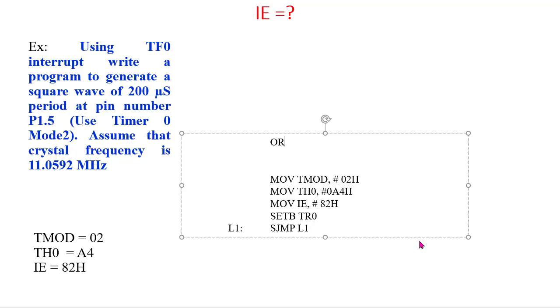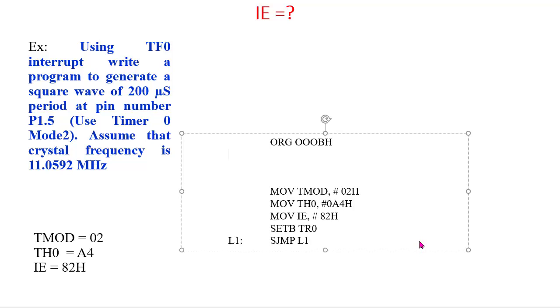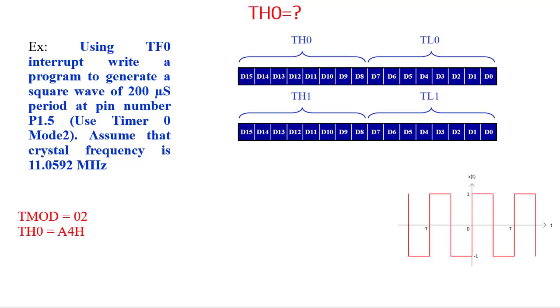So I will write ORG 000BH. Next, what do we need? When the interrupt comes, what will we do? When the interrupt comes, we need to just invert the status. If the status was 0, when the interrupt comes it will be logic 1, and the logic 1 will remain until the next interrupt comes. When the next interrupt comes, it will again invert. So whenever any interrupt comes, the output should be inverted.